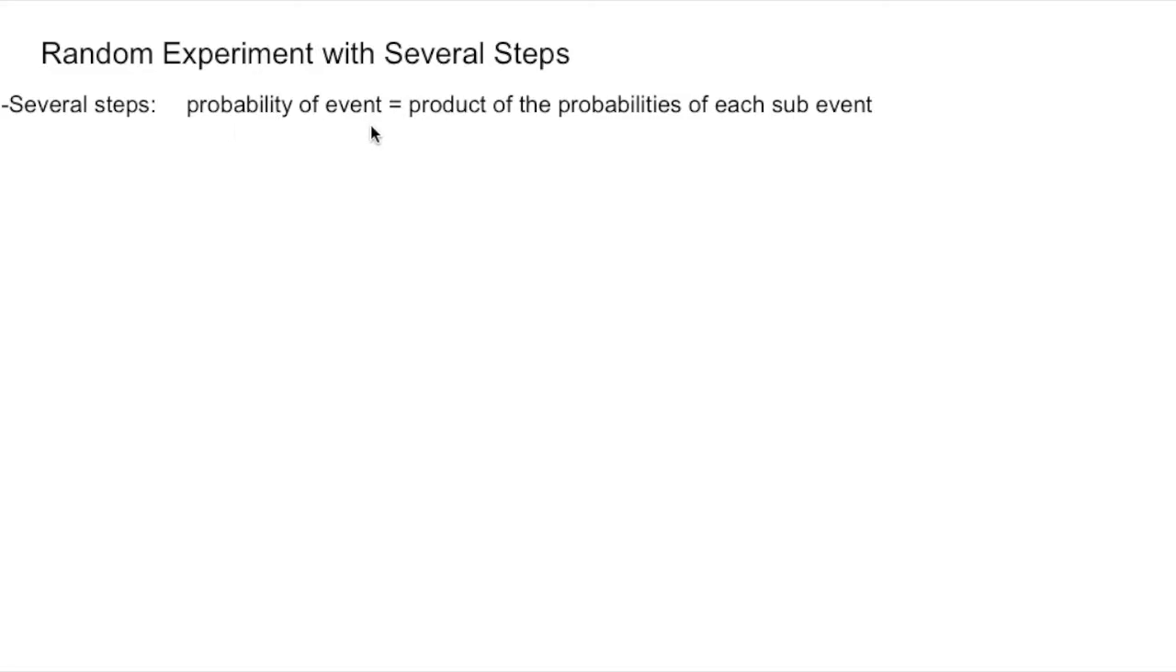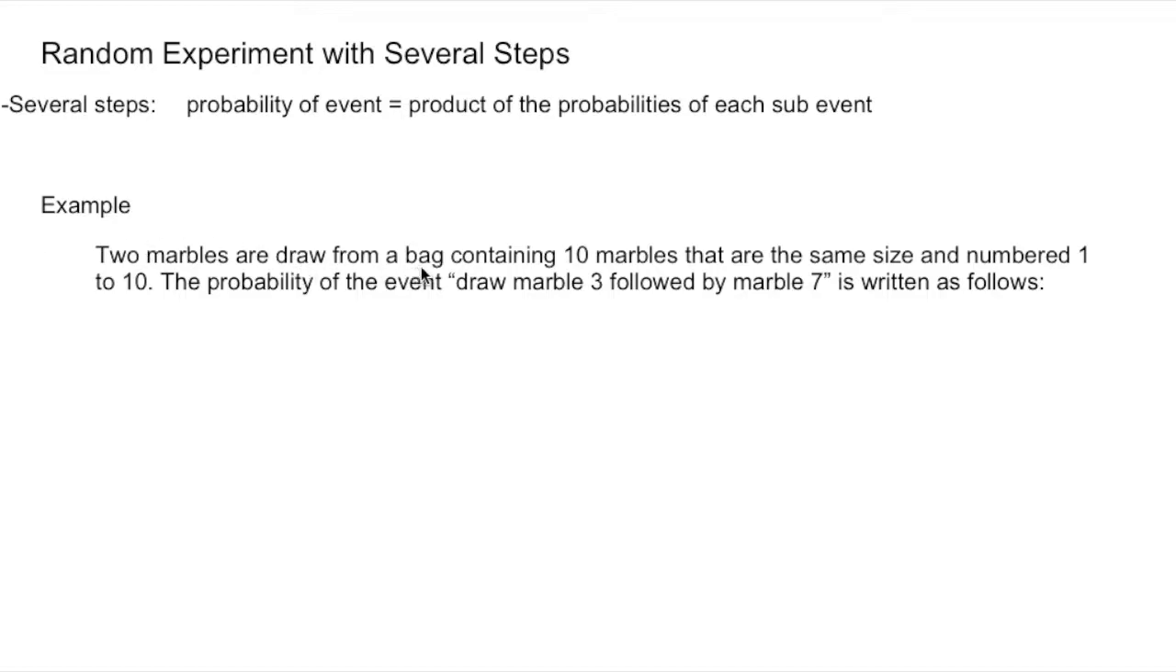Random experiments with several steps. The probability of an event is equal to the product of the probabilities of each sub-event. For example, if 2 marbles are drawn from a bag containing 10 marbles that are the same size and numbered 1 to 10, the probability of the event draw marble 3 followed by marble 7 would be written as follows. This is with replacement, so you're pulling out the 3 and then you're going to put it back. So we're going to look at 2 examples: with replacement and without replacement.